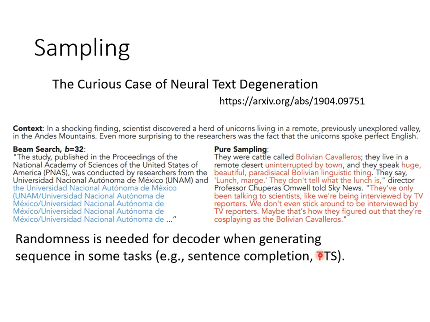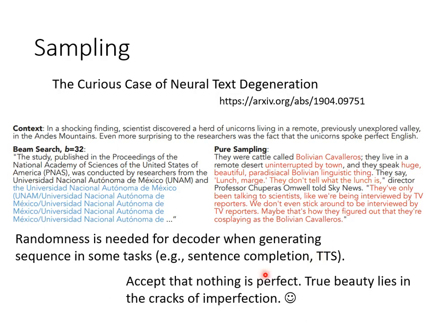This is also consistent with an English proverb, except that nothing is perfect. True beauty lies in the cracks of imperfection. In tasks such as TTS or sentence completion, the best result the decoder can find might not correspond with the best result we want. And that's why adding some randomness can give better results.